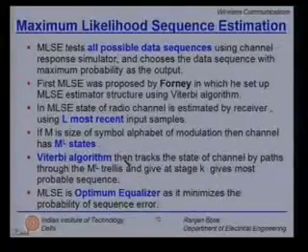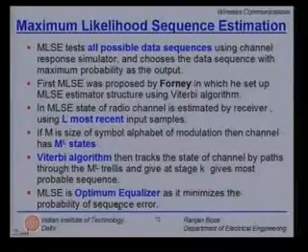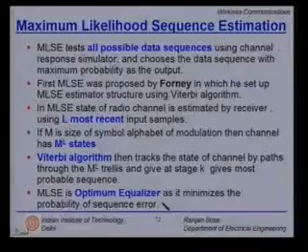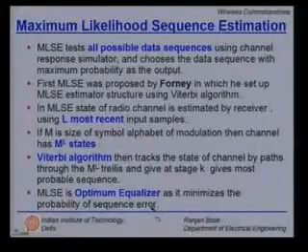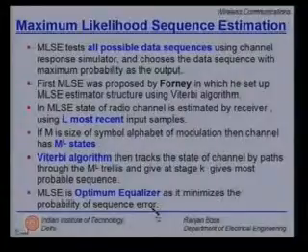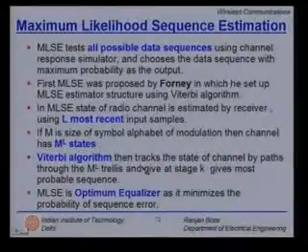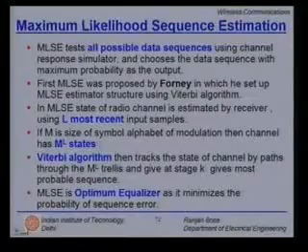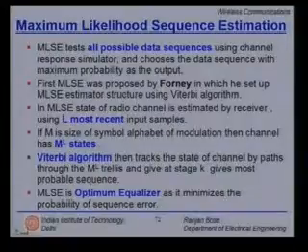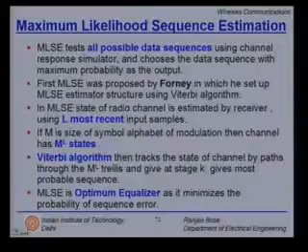MLSE is an optimum equalizer as it minimizes the probability of sequence error. Please note there are two things. One is the probability of sequence error and one is the minimum mean squared error. The bottom line is the probability of sequence error should be minimized. In earlier cases we said we will minimize the minimum mean squared error, and then it will automatically lead to a low probability of error. Here, for the first time, MLSE works on minimizing the probability of sequence error. So in that sense it is an optimum equalizer.